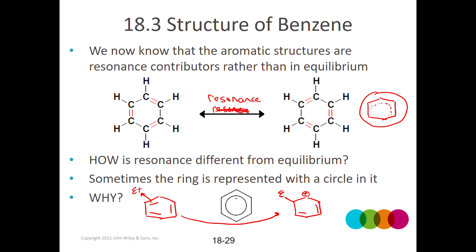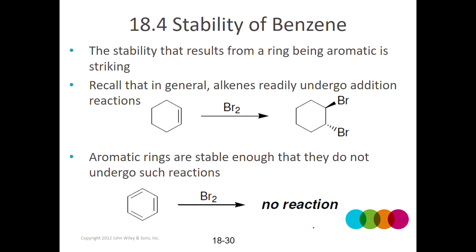So really the circle or the dotted line circle is probably a better representation of what the electrons are actually doing because they're not localized in these pi systems, but drawing the pi bonds in does help us to see how the electrons might move if they were going to react. So there's a couple different ways you could see benzene drawn. So let's talk about the stability of benzene.